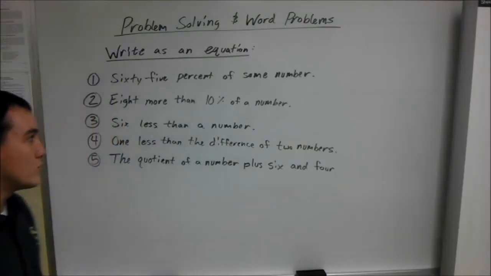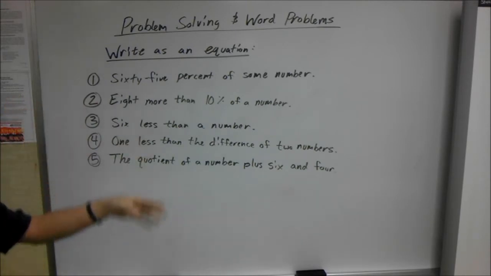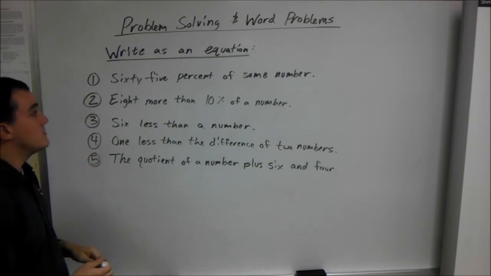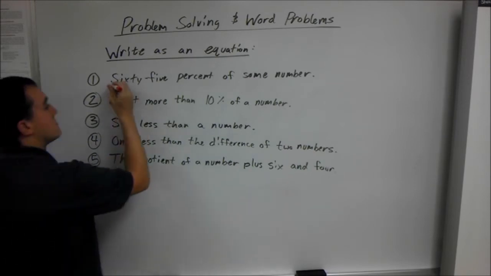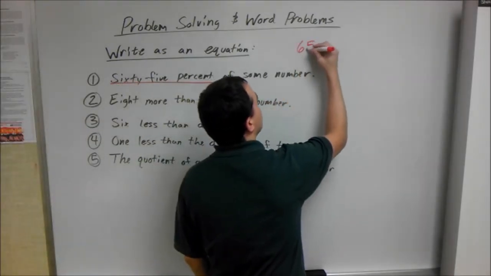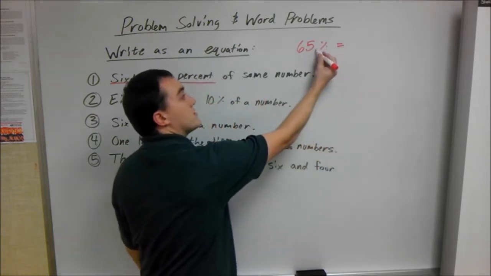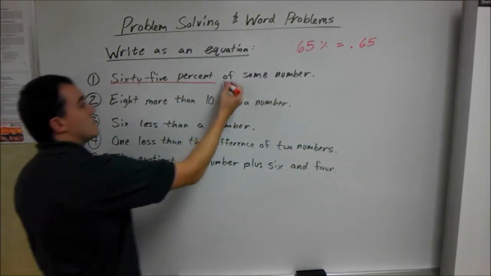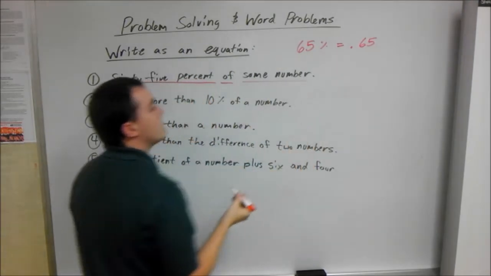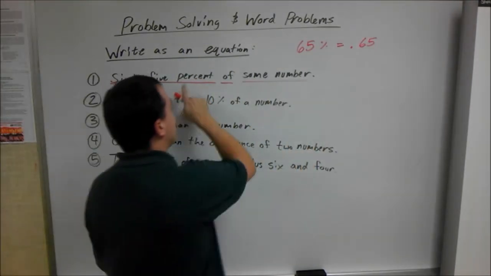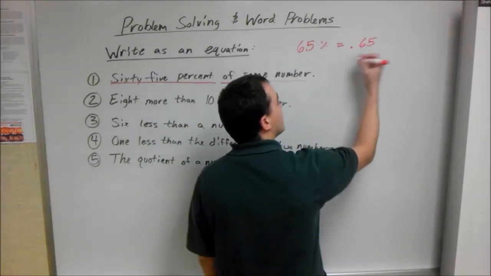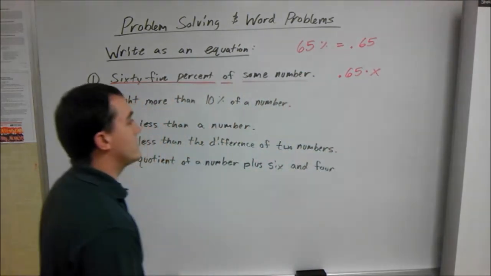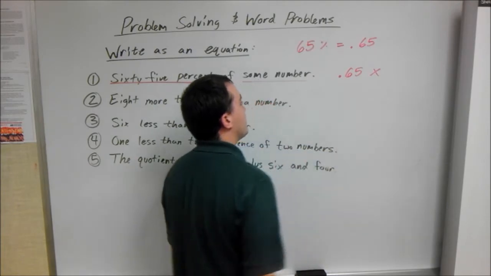Okay, so now that you know the keywords, we can convert a sentence to an equation. So this just wants us to write it as an equation. First one, 65%. Well, 65% as a decimal, we move it over two places, so it's going to be 0.65. Of means times, and then some number we can give just a letter, so we'll call it x. So we have 65% times x, so 0.65 times x. And we actually don't even need that little dot there. Just 0.65x will work.